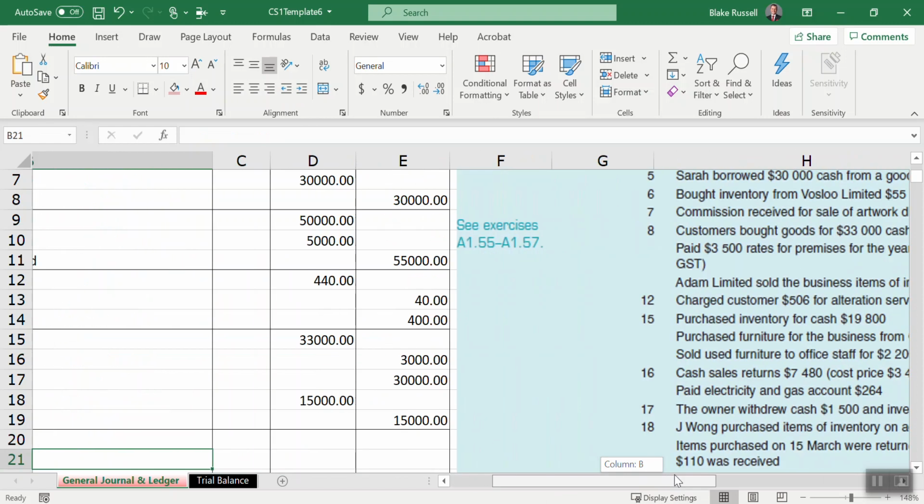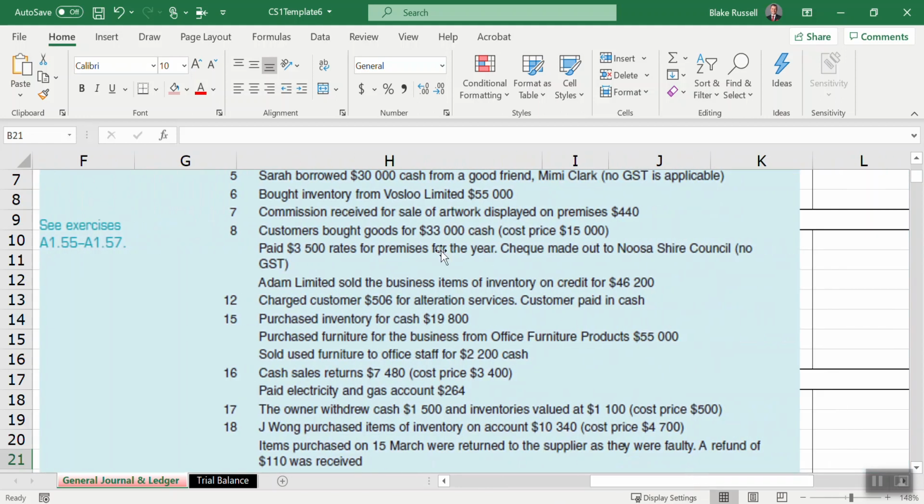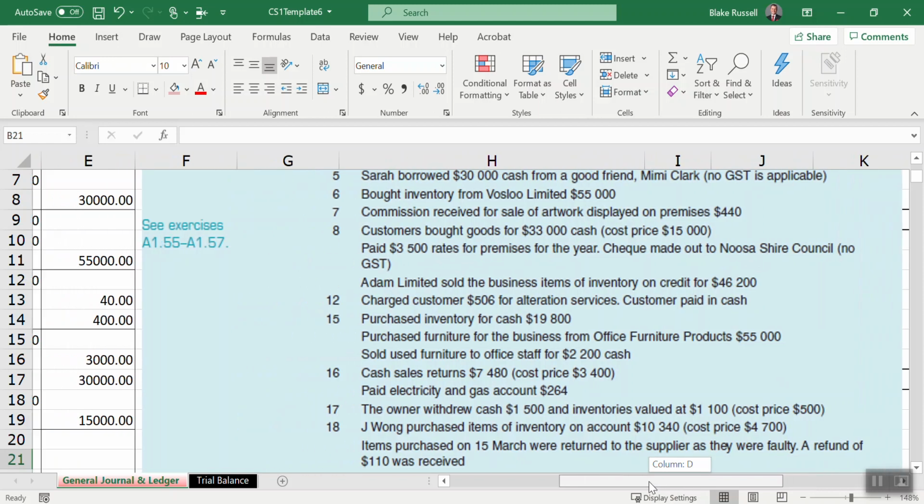Right, I've got a list of these rules up on another sheet. This book doesn't do a real good job on those rules. This exercise is from a different source, which is quite good. So Adam Limited sold business items of inventory on credit for $46,000. This one. All right, paid $3,500 in rates, no GST. New South Wales Council. Okay, no GST, $3,500 rates.